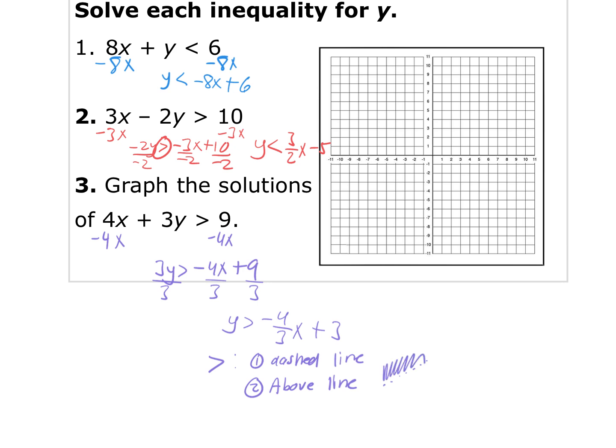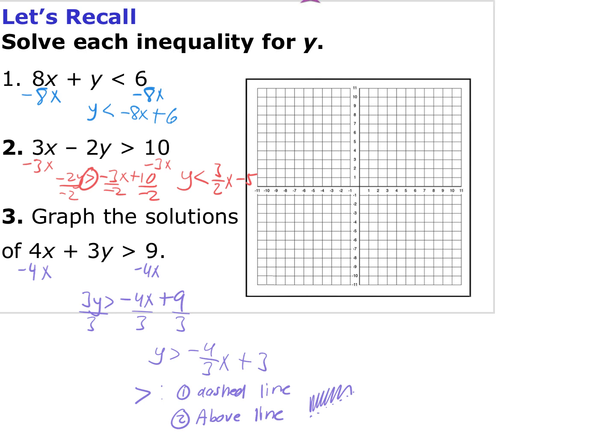So I'm going to plot the point 3, because that's our y-intercept. So b in this case is 3. Our slope is going to be negative 4 over 3. This is in slope-intercept form. So I'm going to go down 4 to the right 3, and you end up with another point.